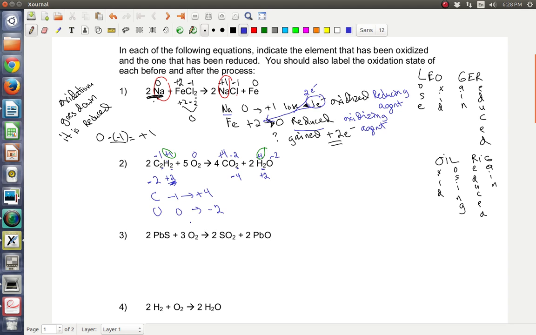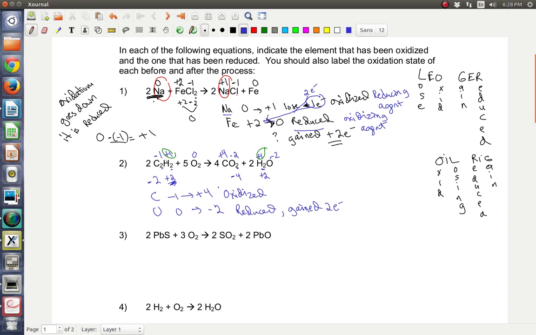So which one is reduced? That's the one I always look at first. Which one goes down? Well, oxygen went down. Oxygen went from a 0 to a -2, so this is reduced. And how did it get reduced? It had to gain electrons. Each oxygen atom gained 2 electrons. So if that one's reduced, this one has to be oxidized.